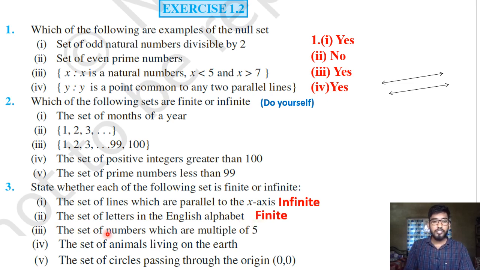Next, the set of natural numbers which are multiple of 5. So natural numbers and multiples of 5: 5, 10, 15, 20, 25, 30 will go on like this. So that's why this is an infinite set. Next, the set of animals living on the earth. So this will be a finite set.